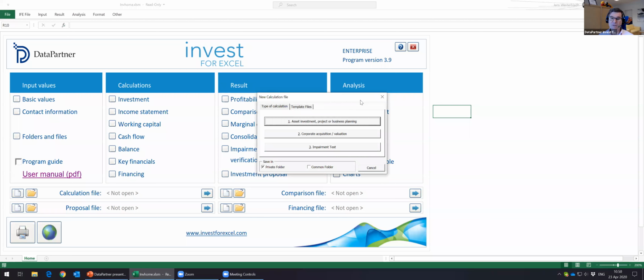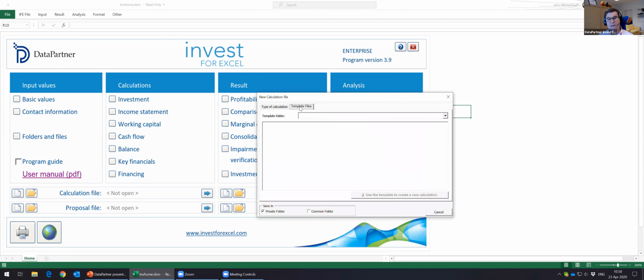And then I have this selection. I choose what type of calculation. If I choose here, it will open Invest for Excel's empty template, but I can also use my own templates as a basis for a new calculation. I didn't have any specified here, but your own templates will show in this list.